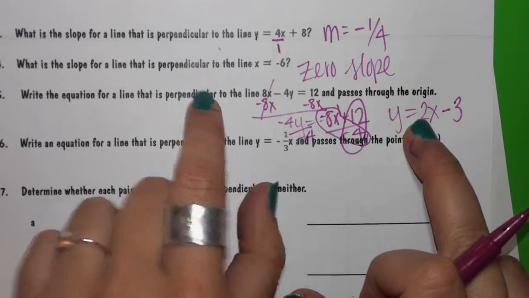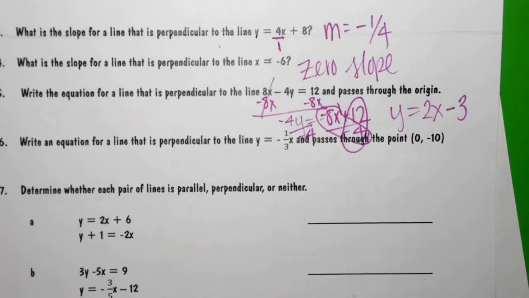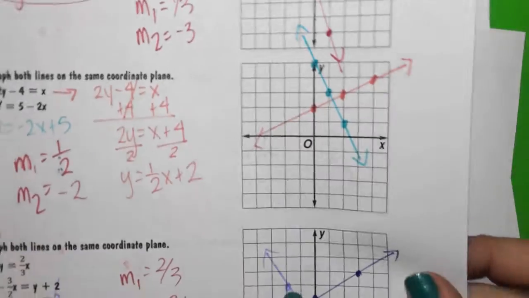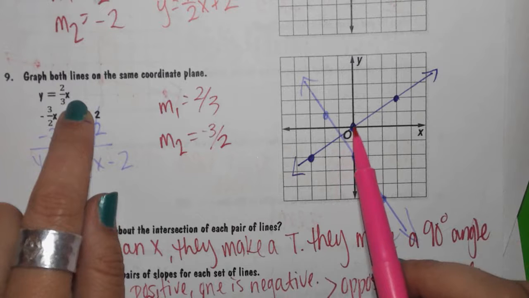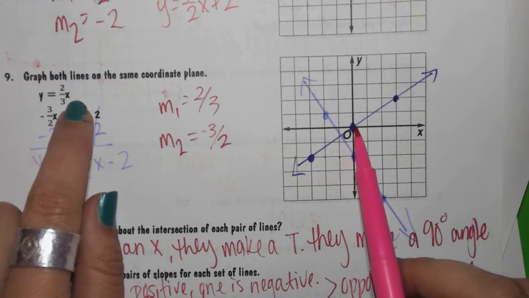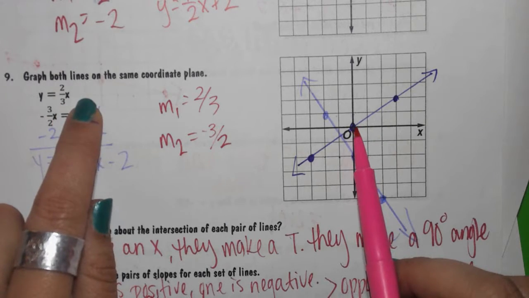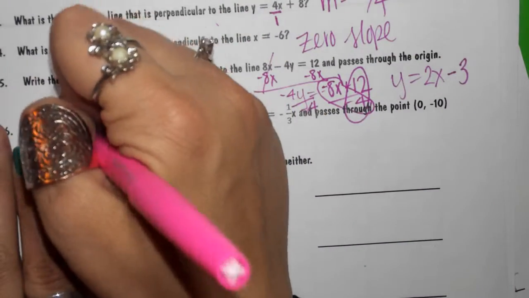We need the perpendicular line that passes through the origin. Now, the origin is the middle, correct? That means it passes through 0, 0. So what's my y-intercept if it passes through 0, 0? On this one that we graphed earlier, my line did not appear to have a y-intercept, but it really did. It passed through the origin. So what is my y-intercept? 0. So do I have to write plus anything out here? No, because we wouldn't write plus 0. So here, we're going to write y equals.